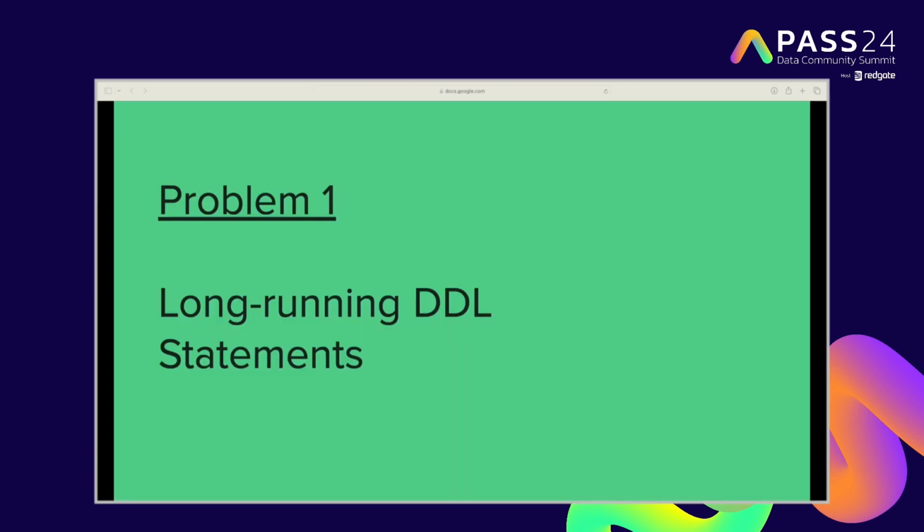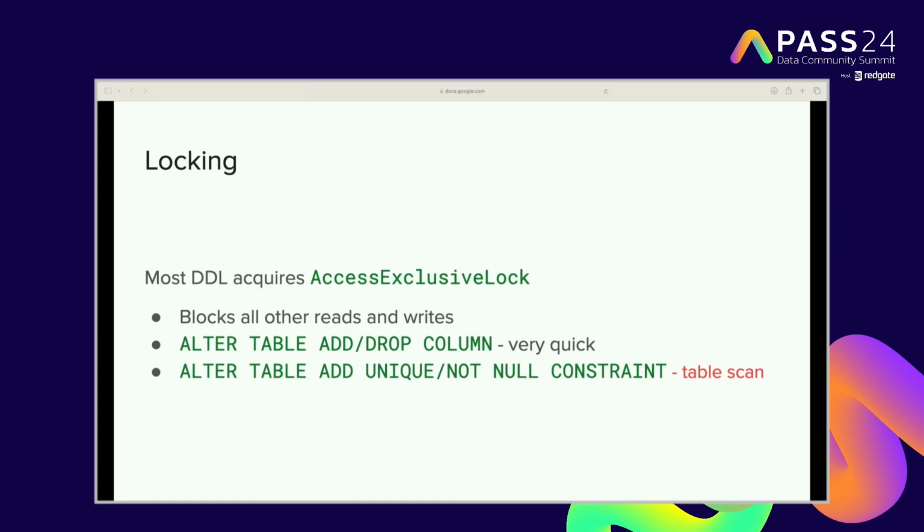Let's dive deeper into long-running DDL statements. Most DDL statements will acquire access-exclusive locks. These are the most expensive locks in Postgres. They will block all reads and writes on the table. Luckily, some of these statements are super quick and are metadata-only changes in Postgres. The database doesn't have to go and visit every row. Examples are alter table, add or drop column. These will finish in milliseconds.